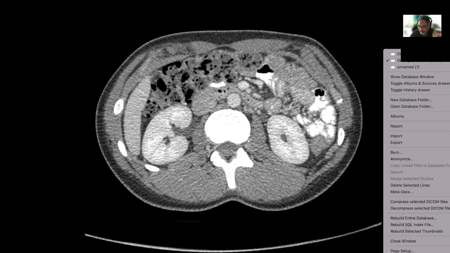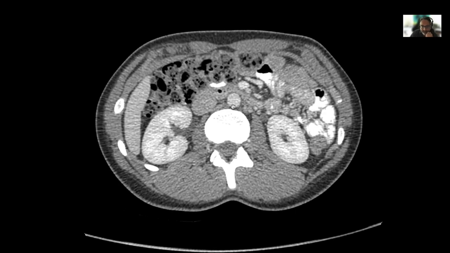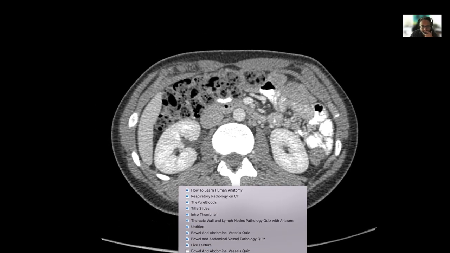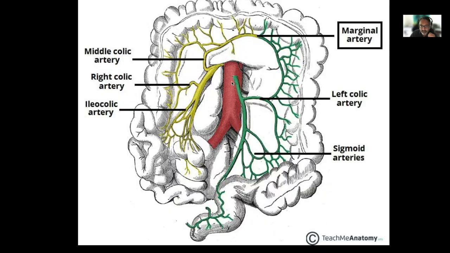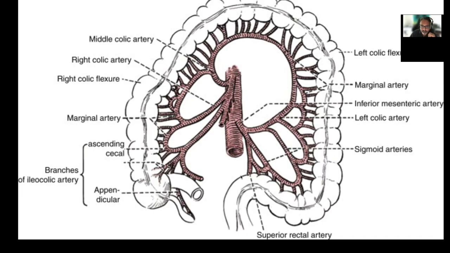All right. Okay, then it is the inferior mesenteric artery. Now, first, let's just look at the branches of the inferior mesenteric artery. So the inferior mesenteric artery comes here. It's fairly lower down. And it has a left colic artery, sigmoidal arteries, and then it doesn't say here, but it ends as the superior rectal artery. This is nice. This shows the branches of the superior mesenteric artery: the middle colic, the right colic, and the iliocaecal. And then the inferior mesenteric artery has the left colic, the sigmoidal arteries, and the superior rectal.